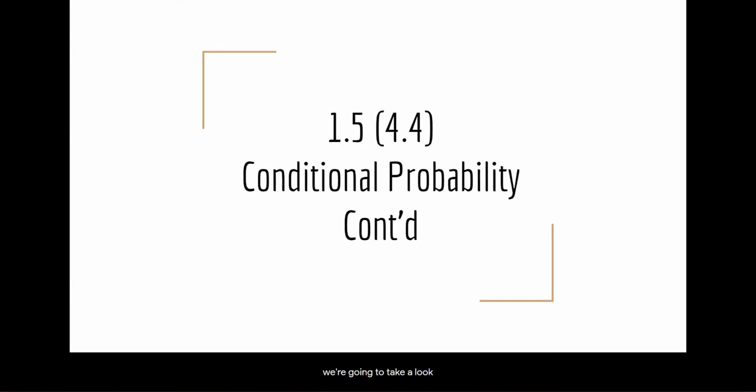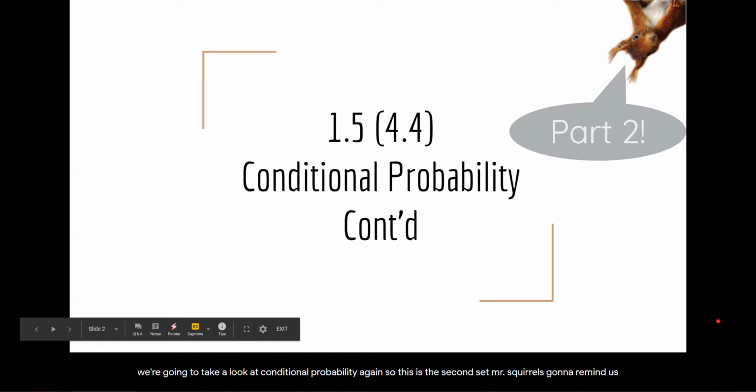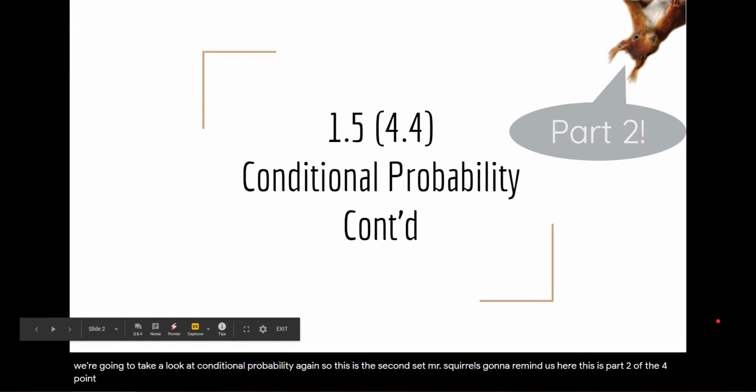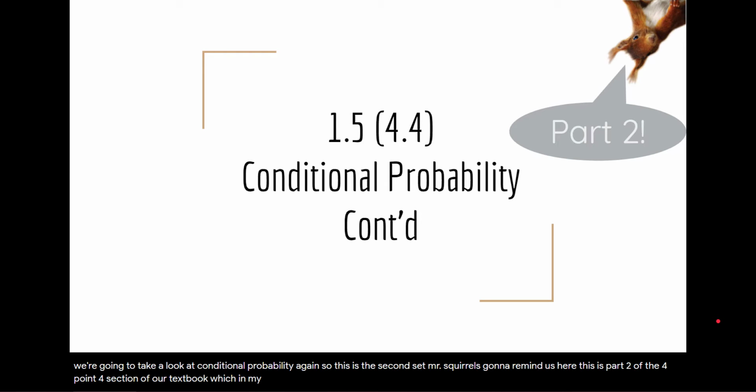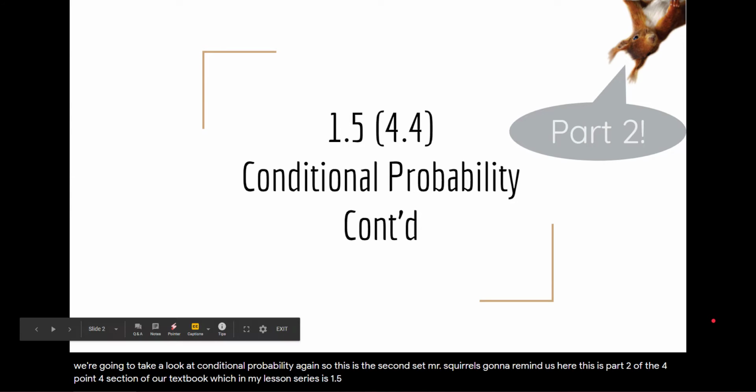We're going to take a look at conditional probability again. So this is the second set. Mr. Squirrel is going to remind us here, this is part 2 of the 4.4 section of our textbook, which in my lesson series is 1.5.